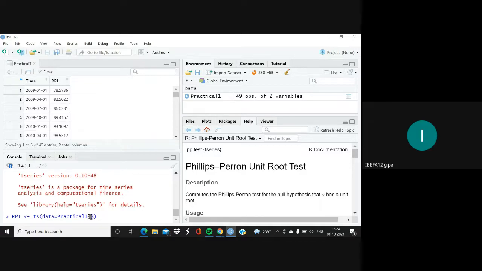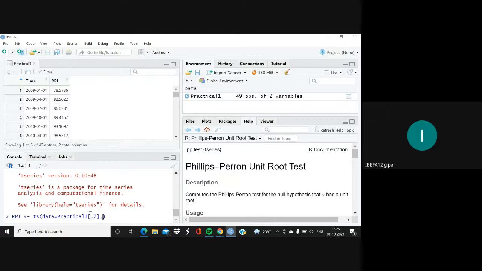Now within data one, since there are two columns, your first column has dates and the second column has RPI. These are residential property prices. It's an index of residential property prices for India. And if you look at the frequency of the data, it's basically quarterly data. So here, just specify that RPI is in the second column. That's the time series that you're interested in using and analyzing.